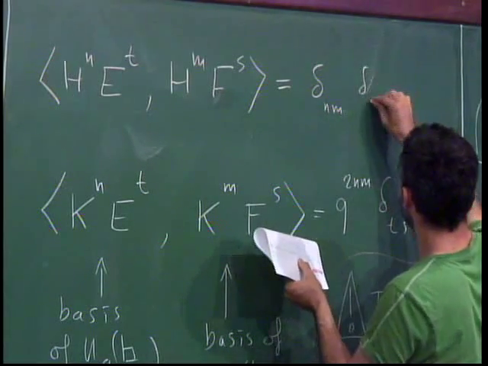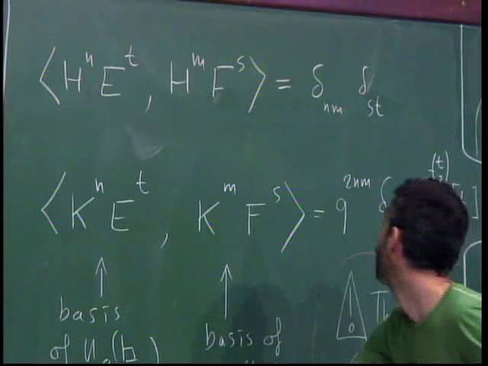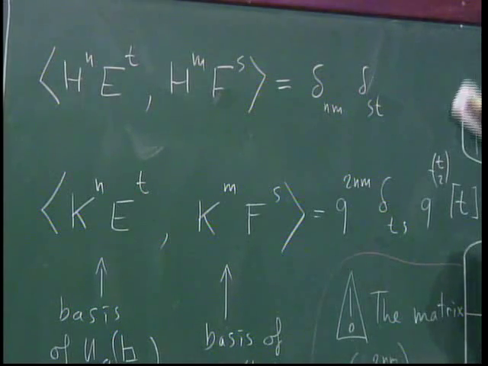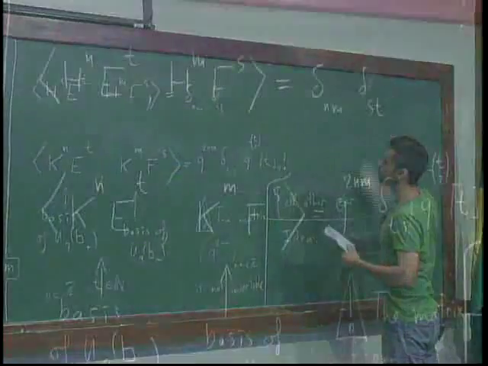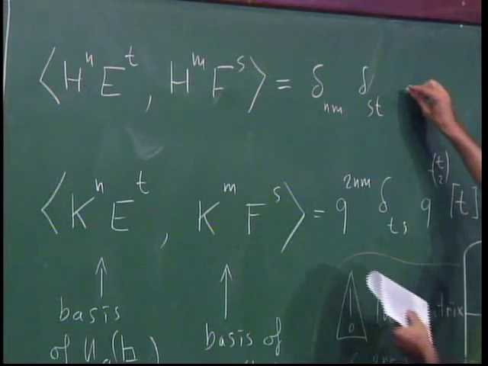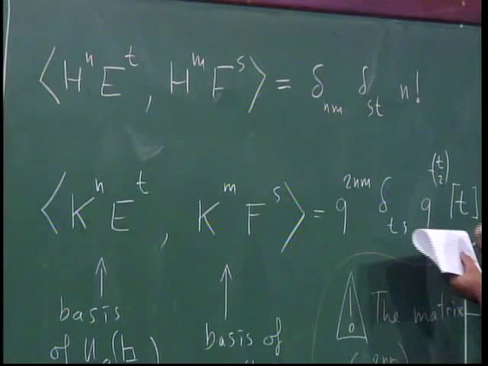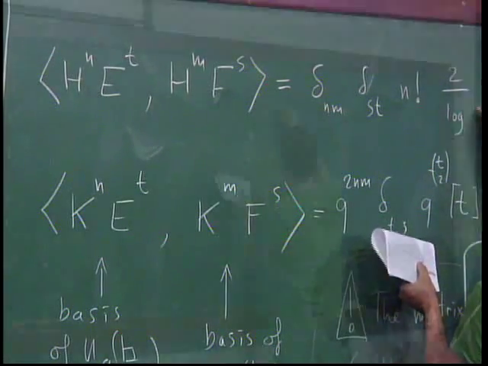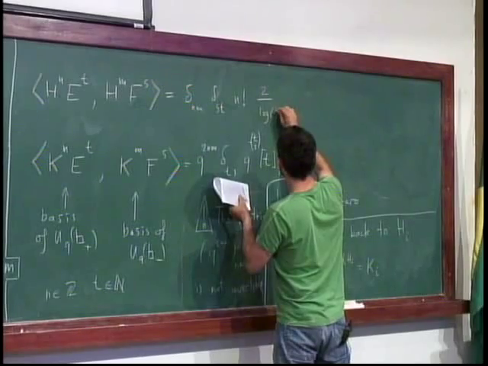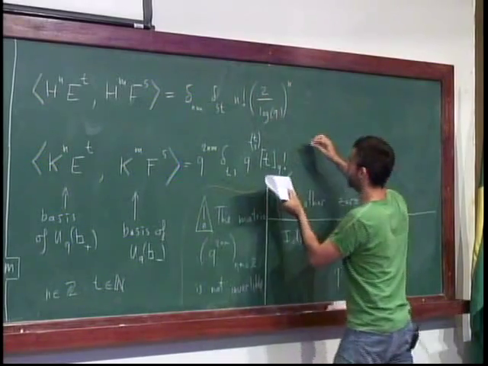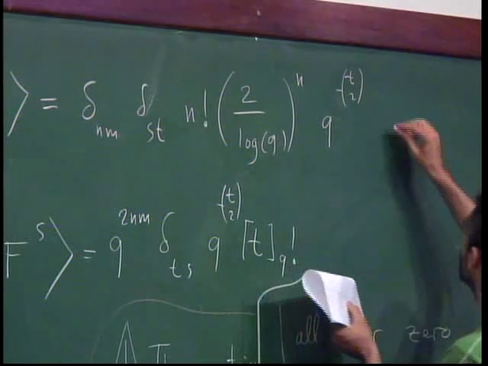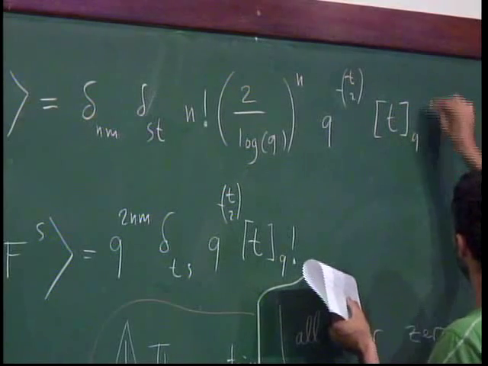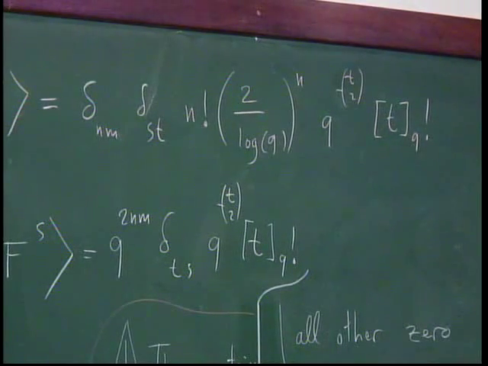Delta nm, delta st, n factorial, 2 over log q to the n, q to the minus t choose 2, t quantum factorial. Great. The big formula.